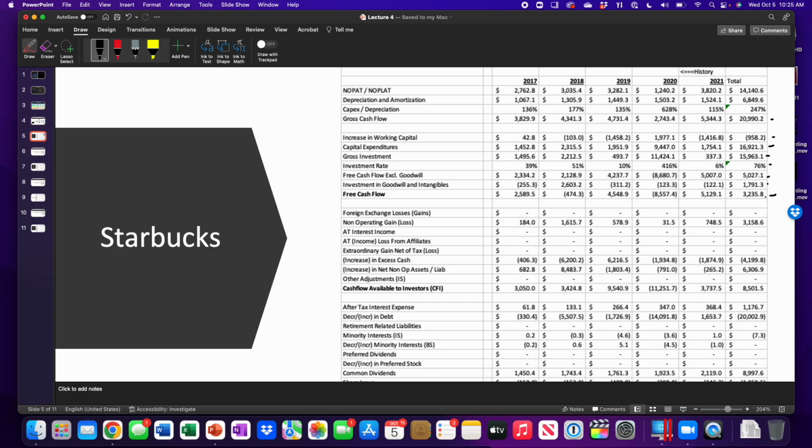Because basically the assumption we make, not always true, but generally, is that you have to spend your depreciation in Capex to basically maintain what you have, right? If you're spending a lot more than that, you're probably trying to grow. And if you're spending a lot less than that, you're probably not trying to grow. Why would I want to add stuff if I'm not growing? Matter of fact, maybe I want to shrink a little. So, what does a 247% Capex to depreciation ratio tell you about Starbucks?